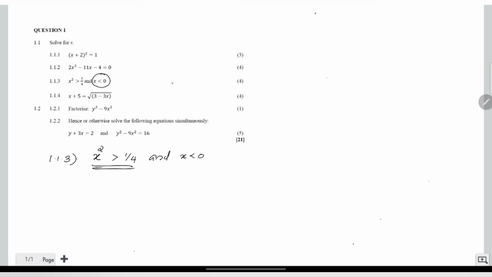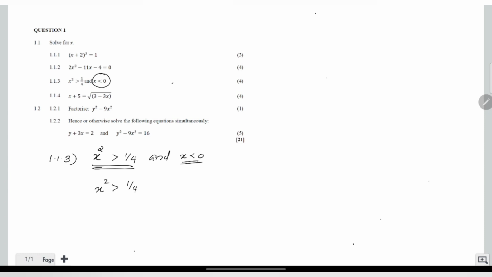What is the quadratic inequality here? x square greater than 1 over 4. Okay, this is the quadratic inequality. This one is just a condition, x less than 0.